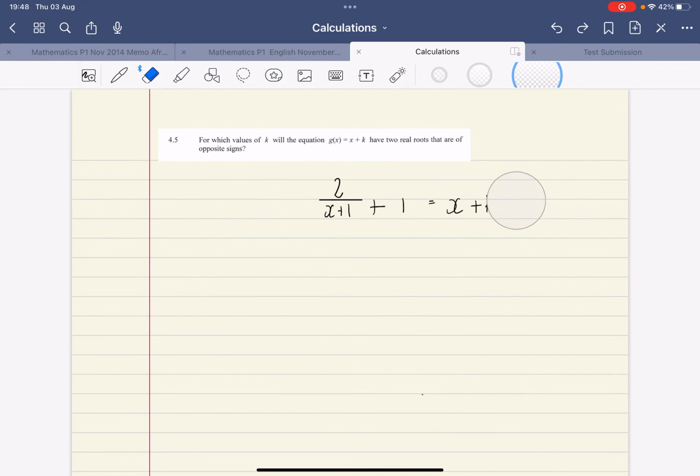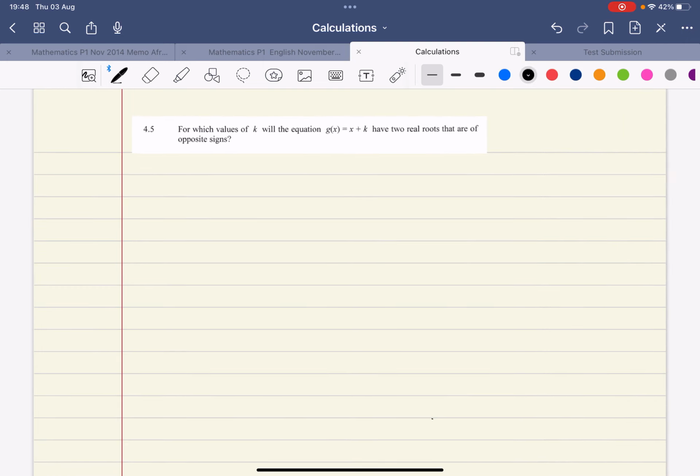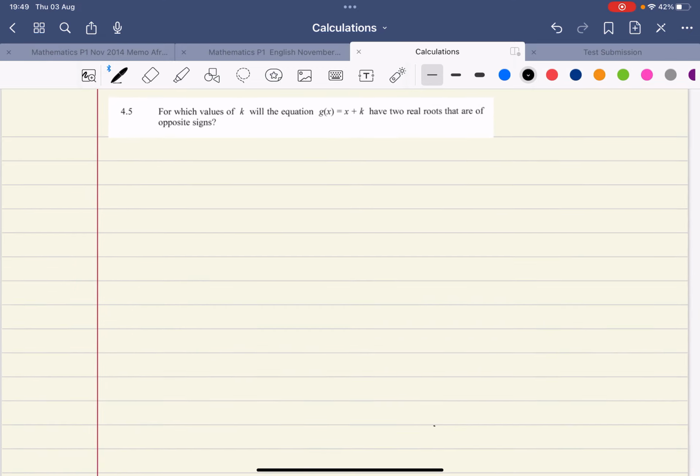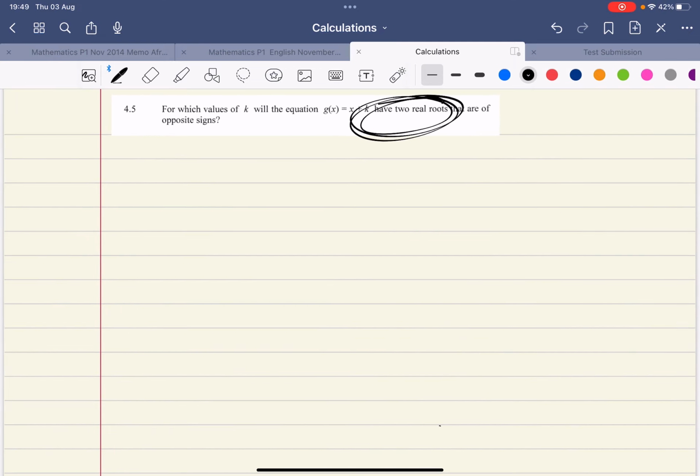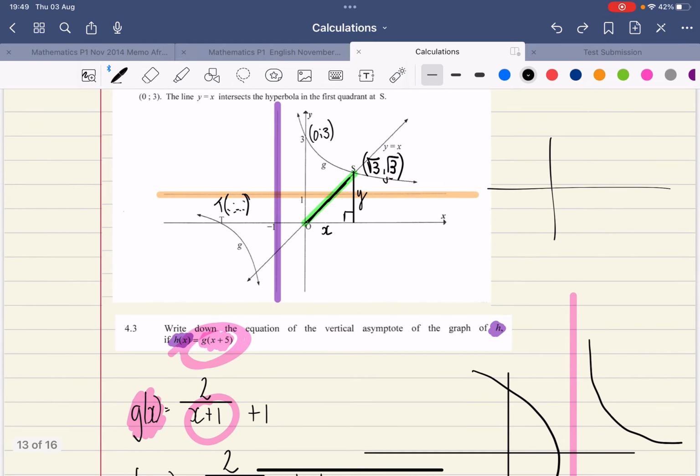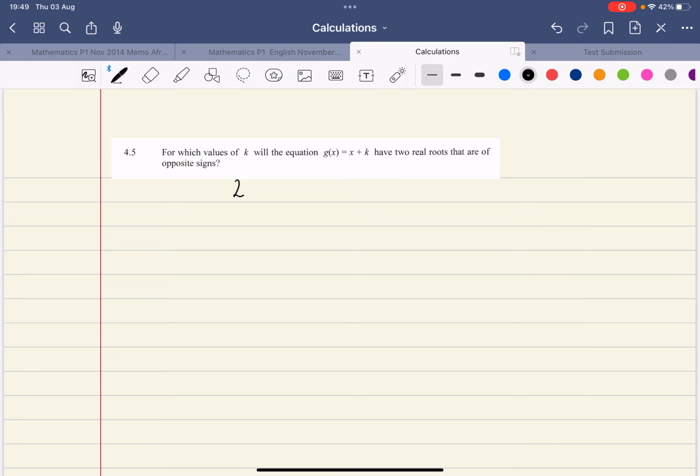Question 4.5. For which values of k will the equation g of x equal to x plus k have two real roots? So two intersections, two non-imaginary real roots that are of the opposite signs though. So remember, g of x is our parabola, and that was 2x plus 1, and then we have equal to x plus k.